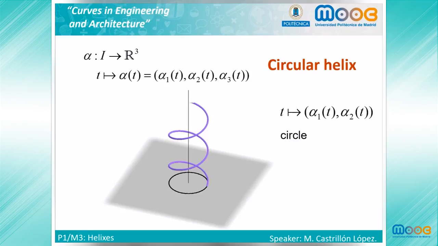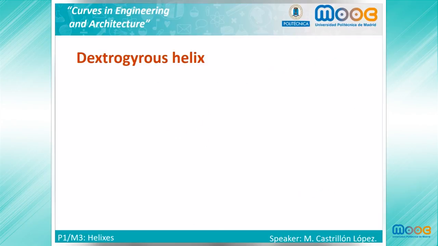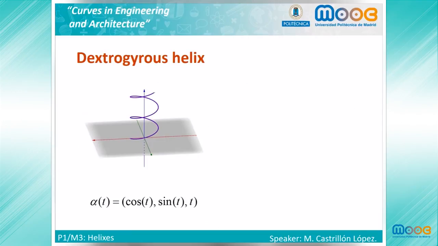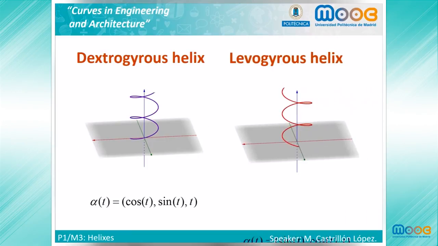Therefore, the x and y components of the parametrization represent a circle, the rotation movement, and the z component gives us a translation, the translation along that axis. If the helicoidal movement follows the right-hand rule, we obtain a dextrogyrous helix, and we have a levogyrous helix in the other case. You can see the parametrization of both cases on the screen.